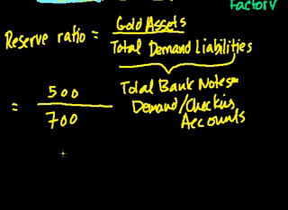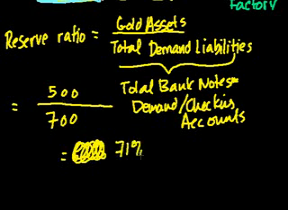I don't know what 5/7 is. 7 goes into 5 how many times? 7 goes into 50, no, 7 goes into 57 times, 7 times, so it's like 71%. Right, 7 times 7 is 49, right? 71%, so that's its reserve ratio.